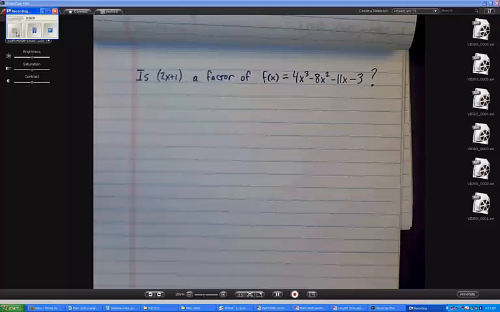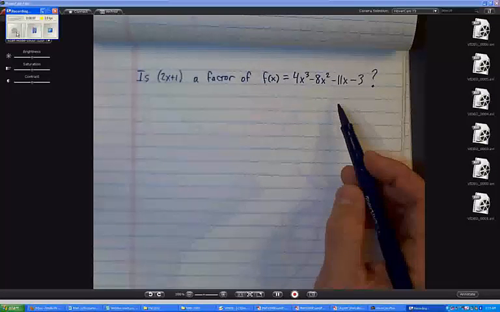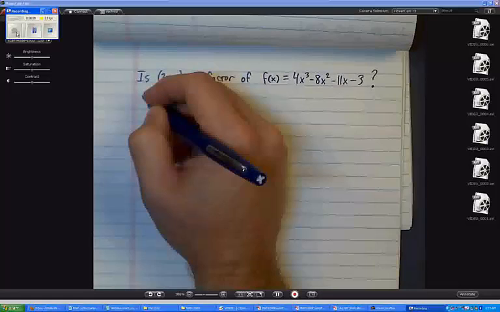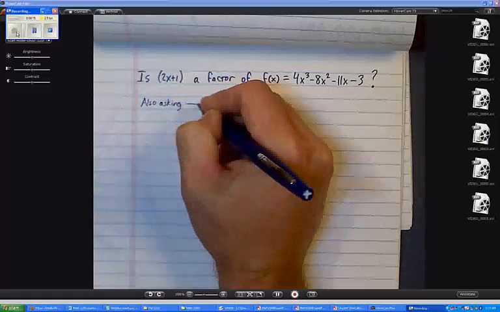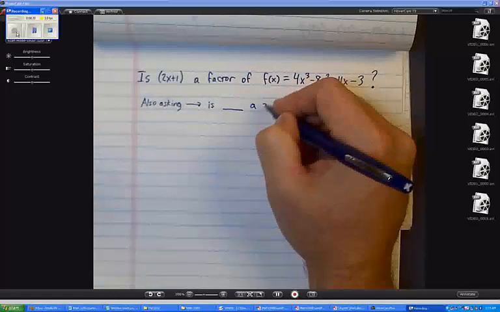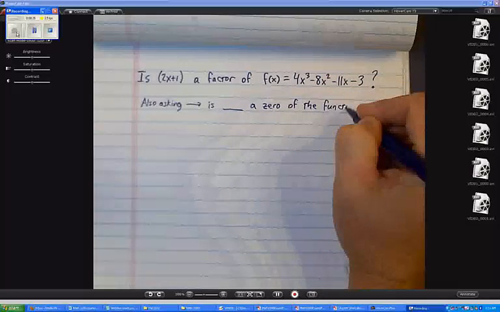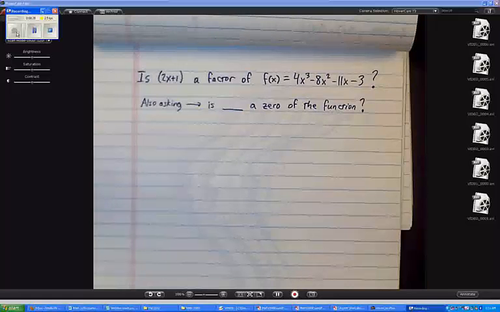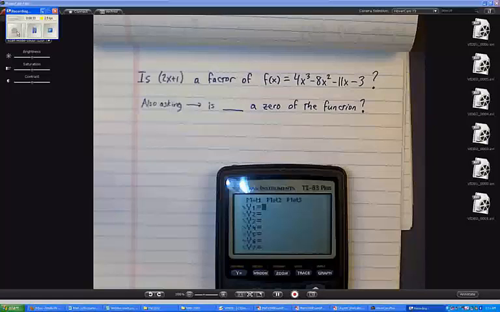When I ask this question, is 2x plus 1 a factor of this thing? By the way, I'm also asking, is blank a 0 of the function? And by the way, I'd like to pause and let you talk for 30 seconds to fill in the blank with someone near you. So let's see. Anyone have an answer here? I'm saying, is something a 0 of the function?